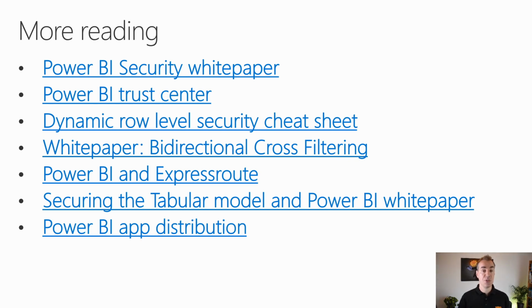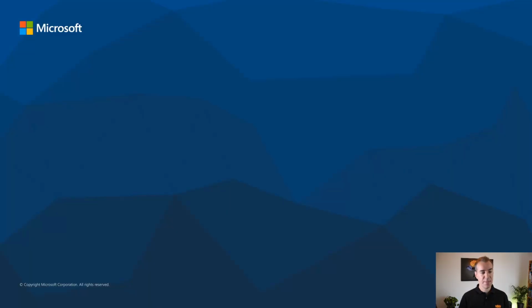Then, you need to go secure your data. You need row level security. There's a cheat sheet available, and most of the resources here on the bottom are about securing the data with row level security. And finally, Power BI app distribution is also very important. If you want to distribute apps to a larger organization, how do you distribute them? And with that, I have come to the end of my presentation.